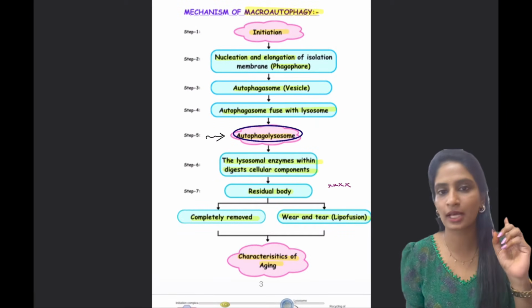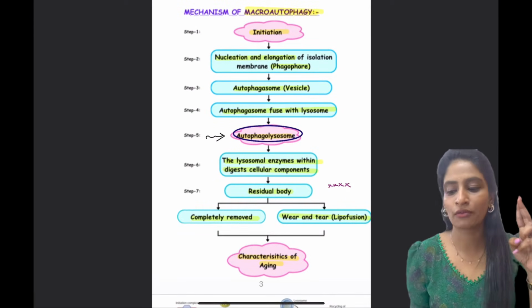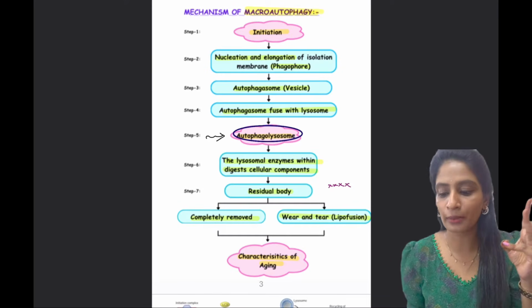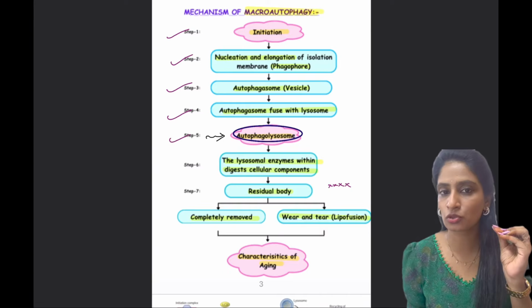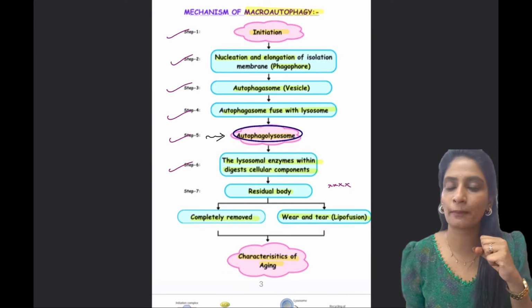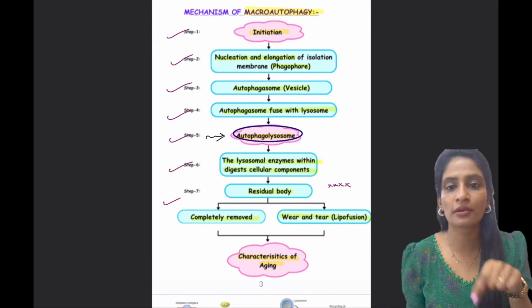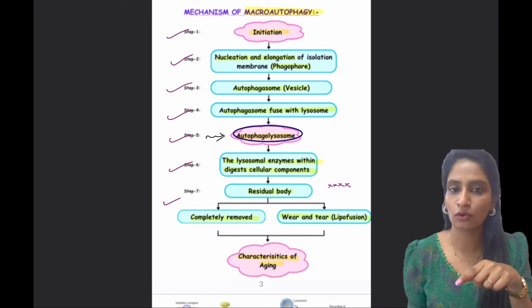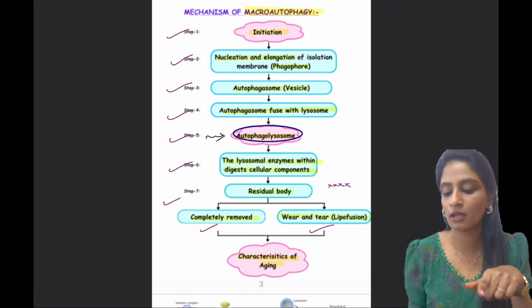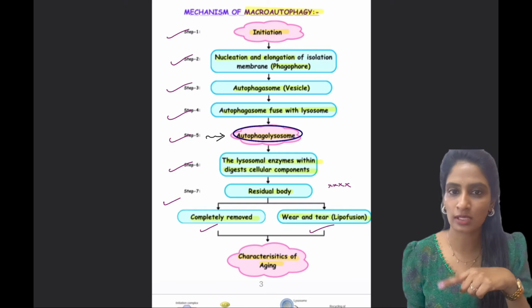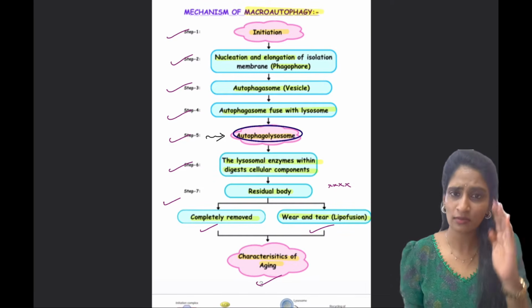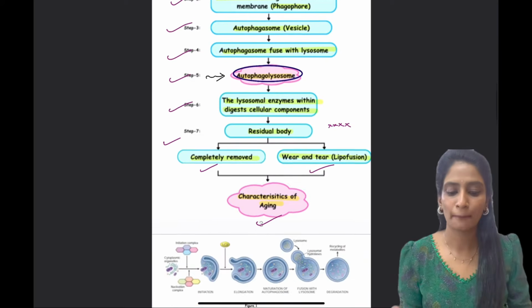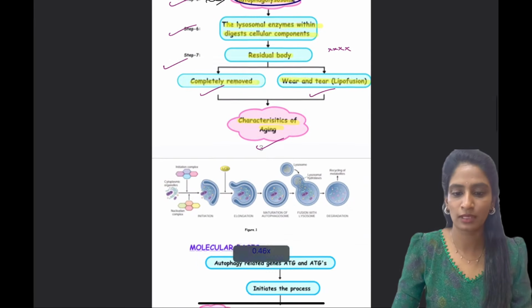To summarize, there will be initiation and phagophore, then vesicle formation, then the autophagolysosome forms, then the lysosome breaks down all the cellular components, and finally it leaves the residual body, which goes for either complete removal or wear and tear pigments called lipofuscin, and this is the characteristic of aging. So this is the whole mechanism of macroautophagy.